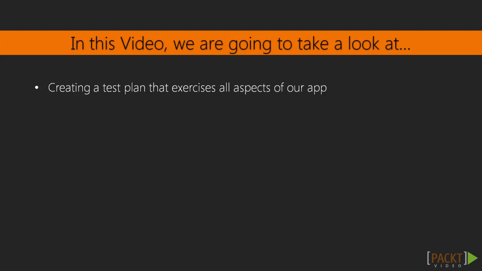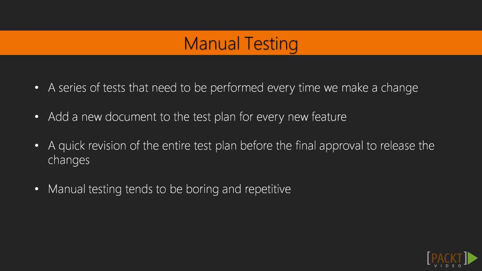However, we can use a rigorous test plan that exercises all aspects of our app to look for ways that it might break. In my first development job, our test plan was a lengthy manual. It included a series of tests that needed to be performed every time we made a change. Anytime we added a new feature, a button, or a page, we added a new document to the test plan.